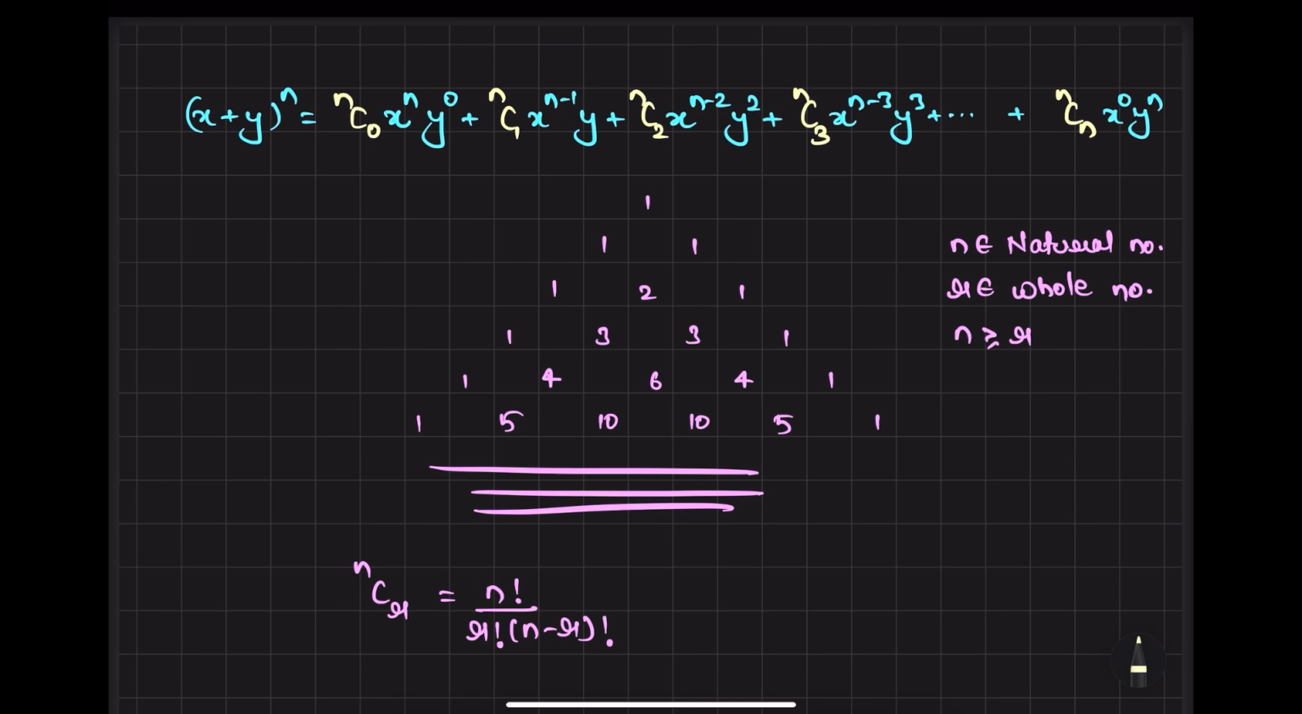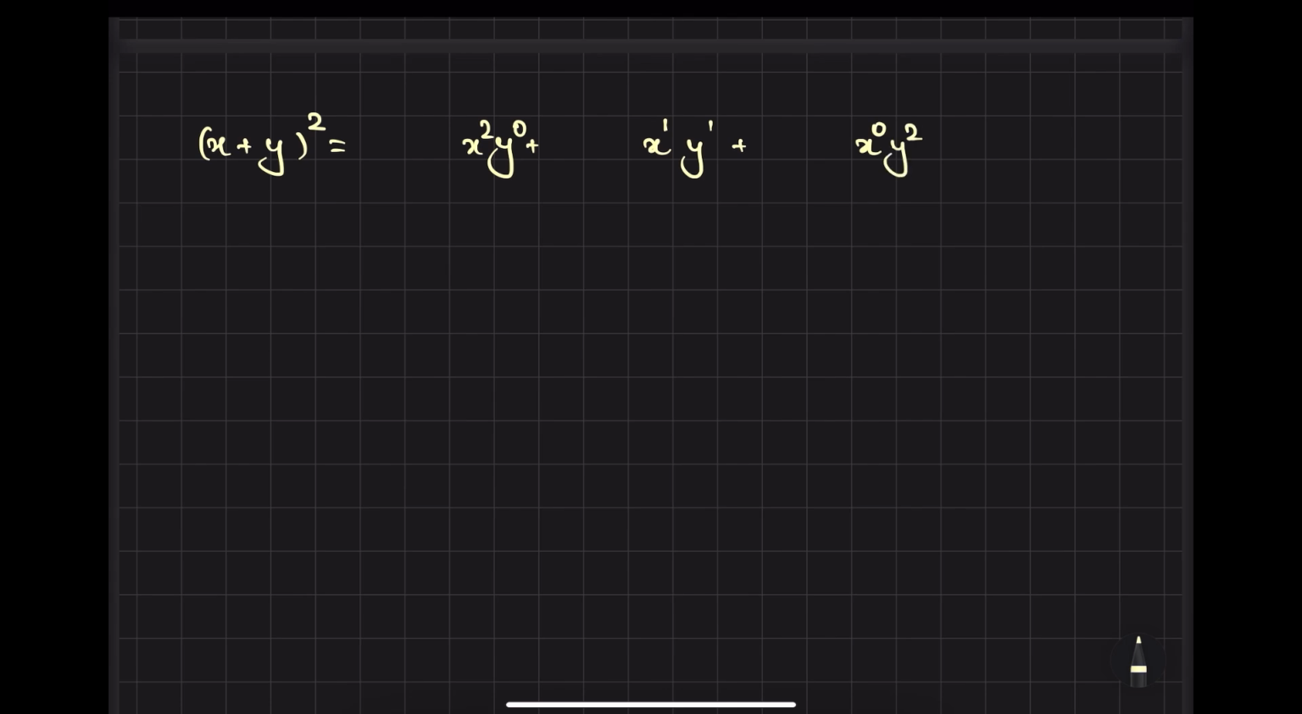Just try to connect yourself with this explanation. Suppose that we are interested in finding the expansion of (x + y)^2. It should be x^2 y^0, x^1 y^1, and then x^0 y^2. If we talk about the coefficients, it should go like 2C0, 2C1, and 2C2. Correct?